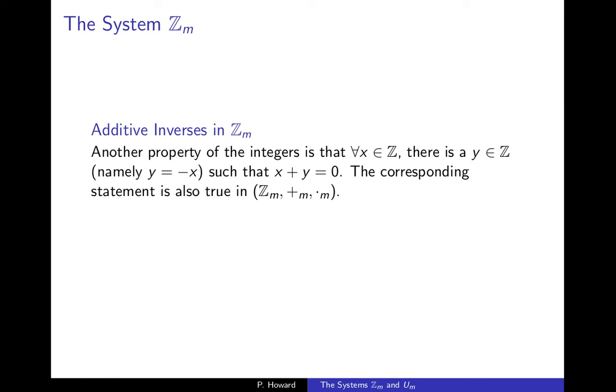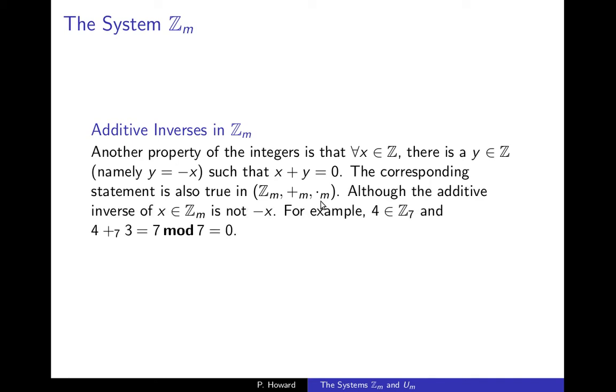Okay, here's another property of the integers, which, as we'll see, also is true of the set Z sub m. The property is that for every integer x, there's an integer y, namely y equals minus x, such that x plus y is 0. And the corresponding statement is also true in the system Z sub m, plus sub m, and times sub m.